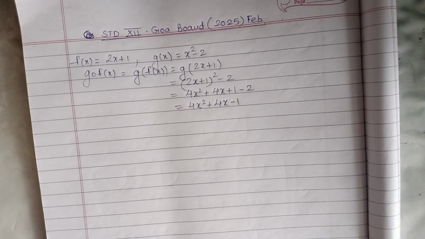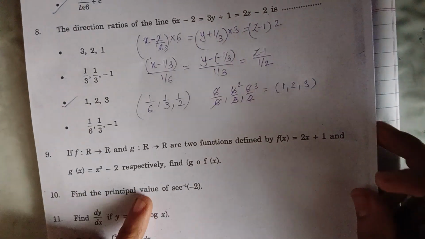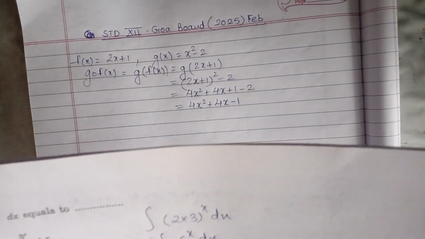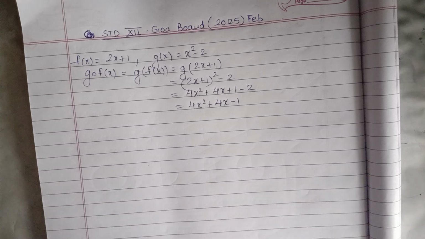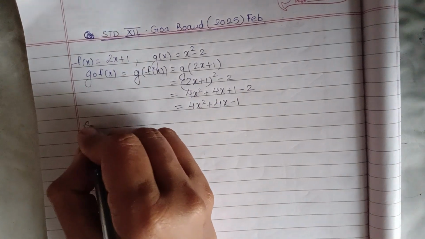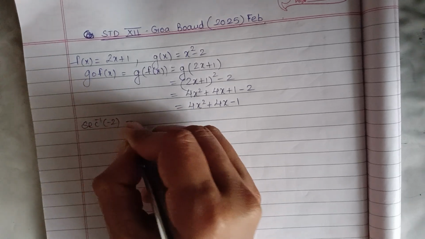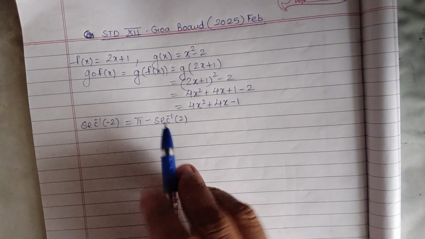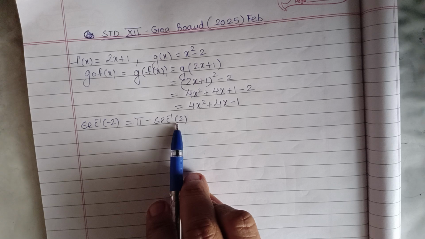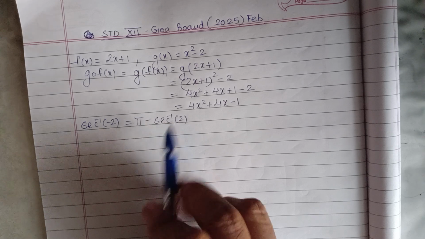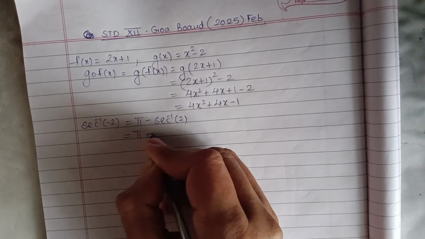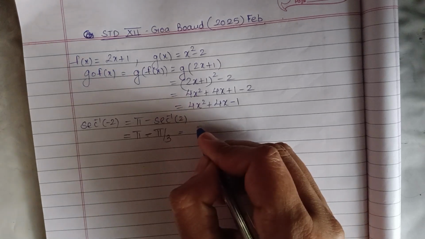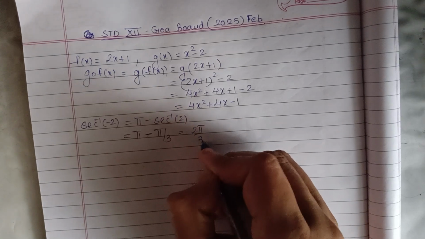Okay. Next question. You have to find the principal value of sec inverse of minus 2. So it is sec inverse and inside it is minus. So we write this as pi minus sec inverse of 2. Cos of 60 is 1 by 2, so this is pi by 3. So pi minus pi by 3, that is 2 pi by 3.